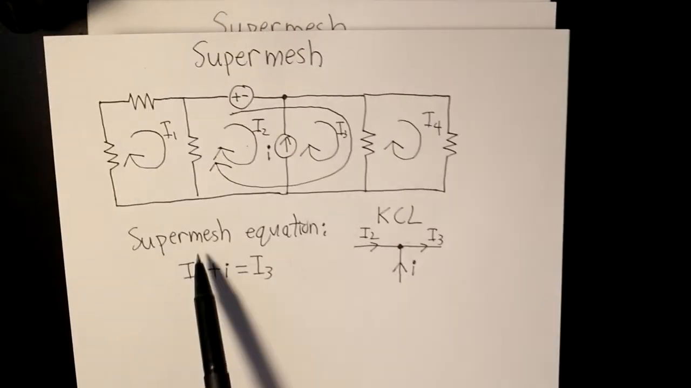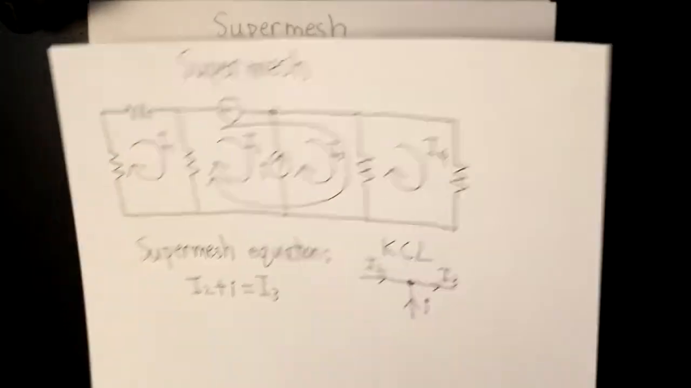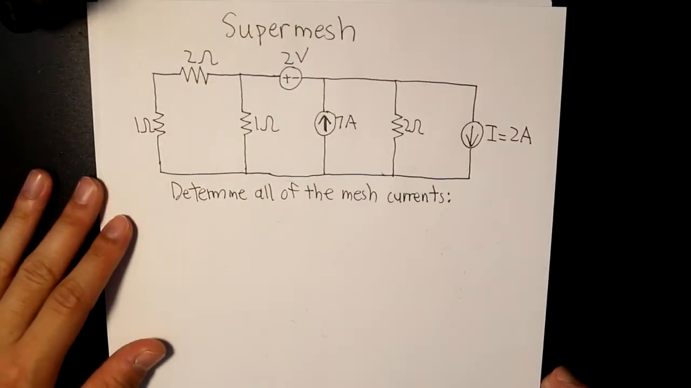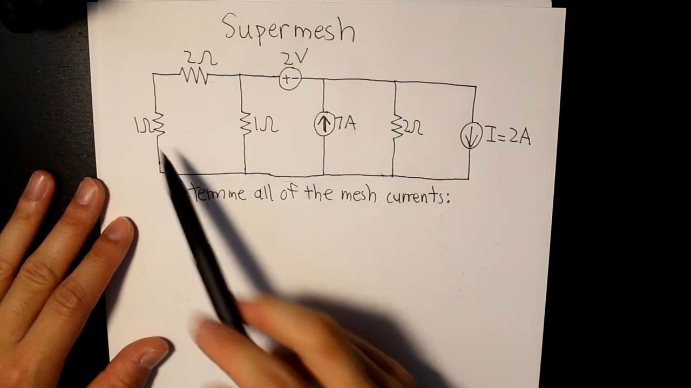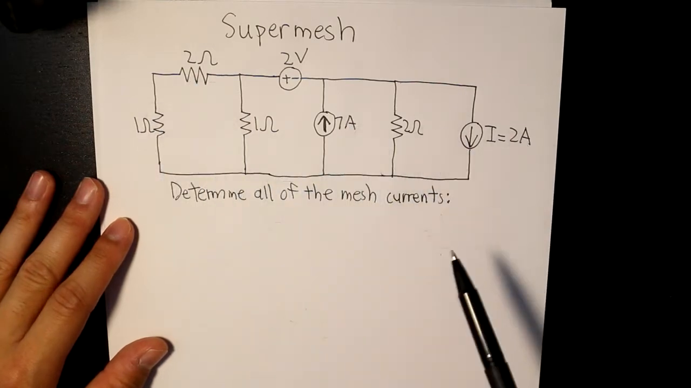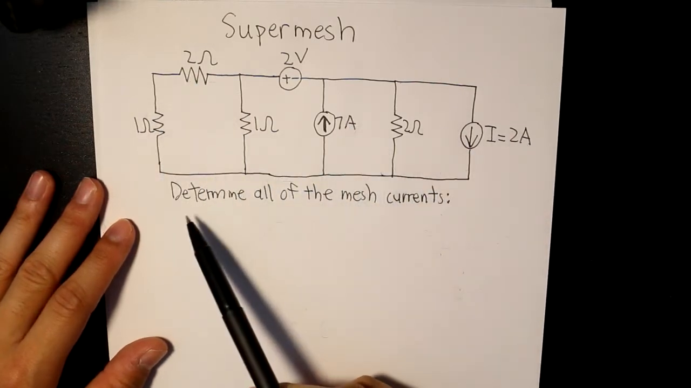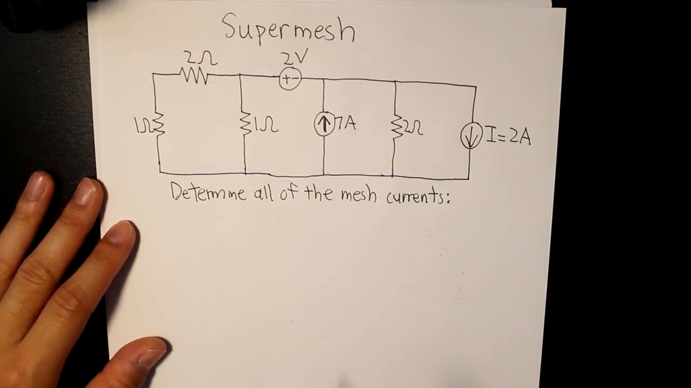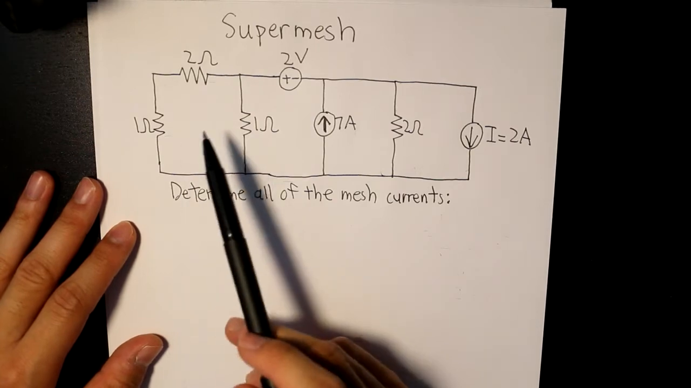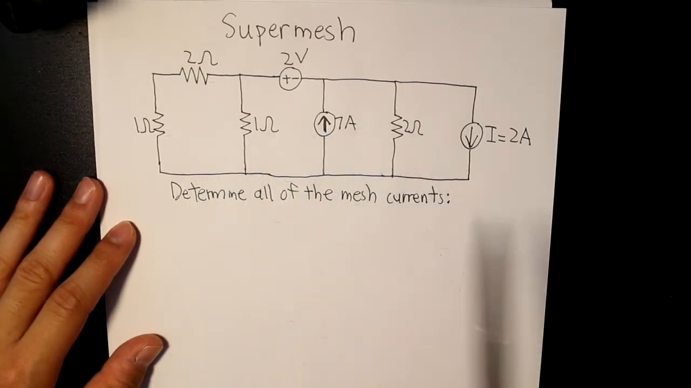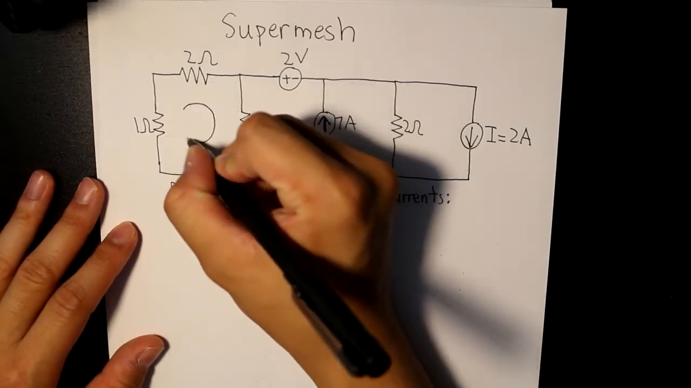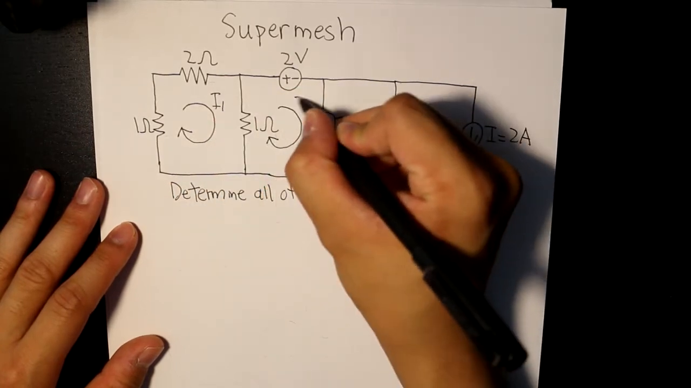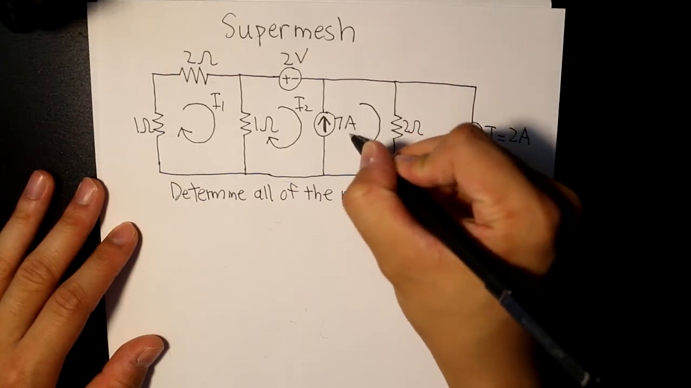So I hope you guys understand what this super mesh equation is, because we're going to apply it to this example. So we have the circuit right here, and we're given all the elements of our circuit, and the question is to determine all of the mesh currents. And how do we do that? Well, first let's just draw all the loops. So we're going to draw one loop right here, label that as I1, and then the rest as follows.